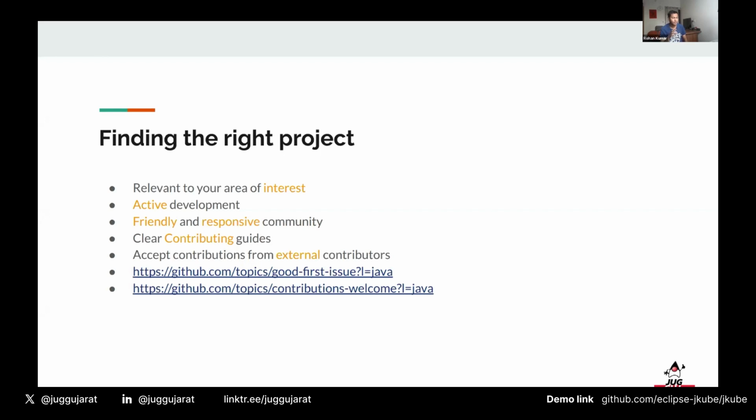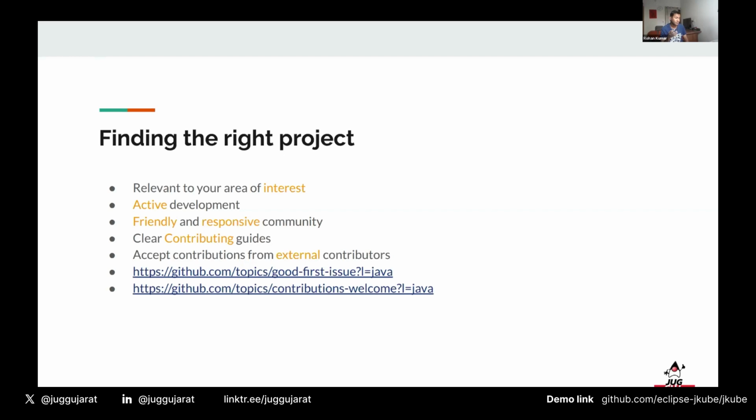Another thing you should check is whether the contributing guides are clear enough for you. Every open source project has some contributing guide, where there is a set of rules and practices that they use in development. You should read the contributing guide really carefully, and it should be clear enough for you. And if there is no contributing guide, probably you can ask them on the Slack channel or whatever method of communication they use, mailing list maybe.